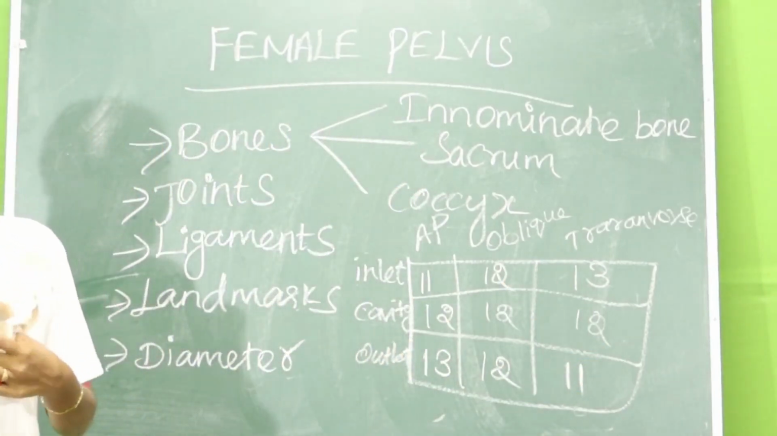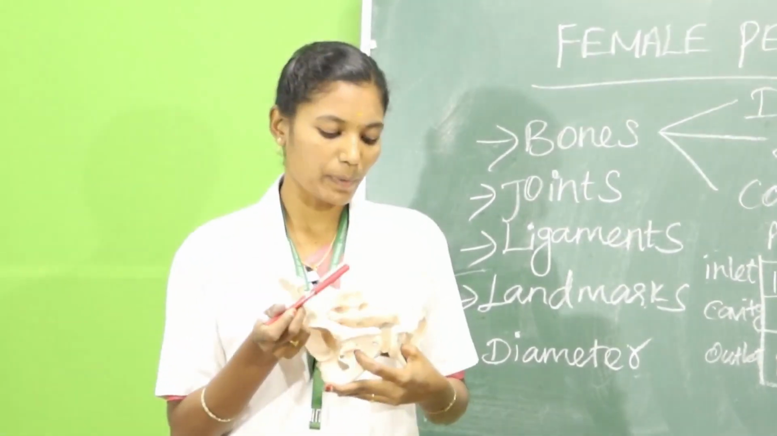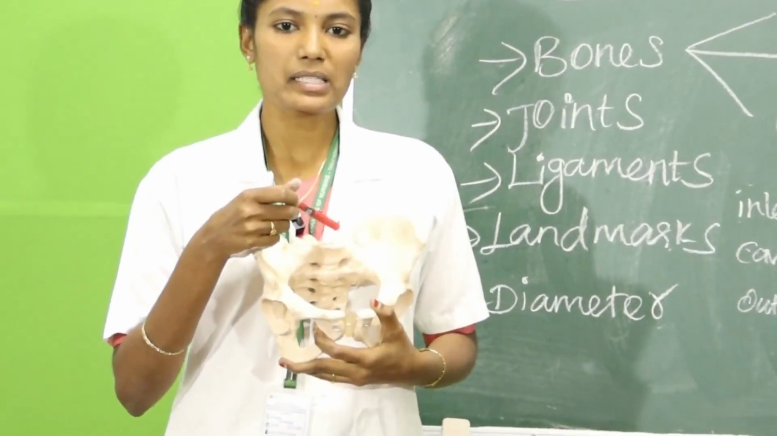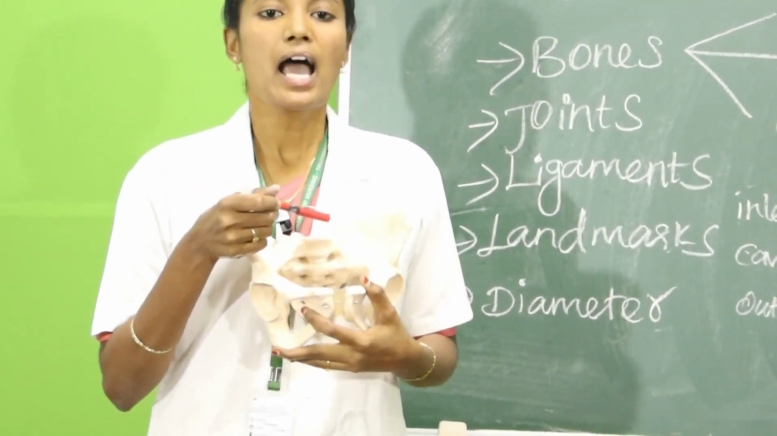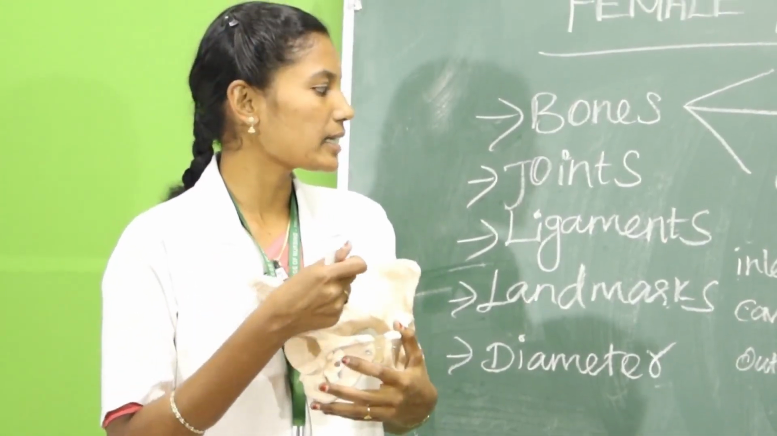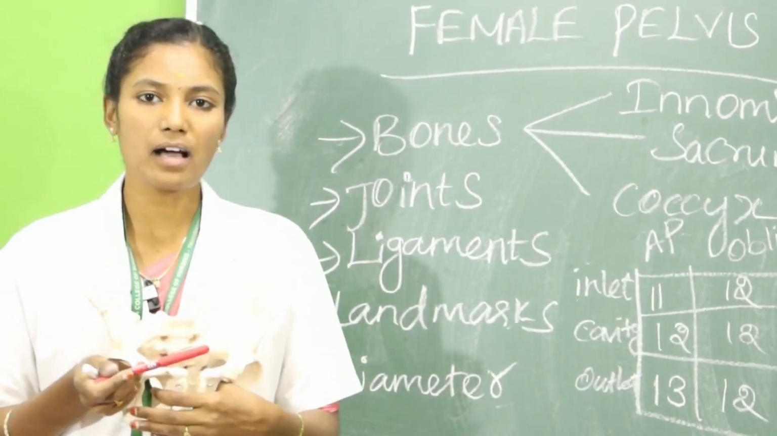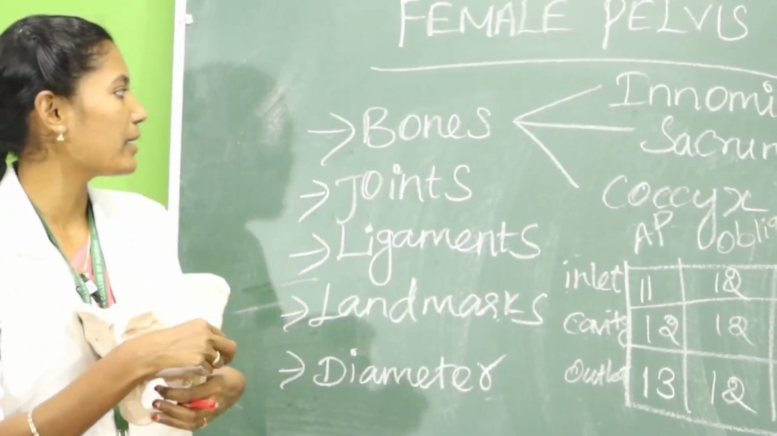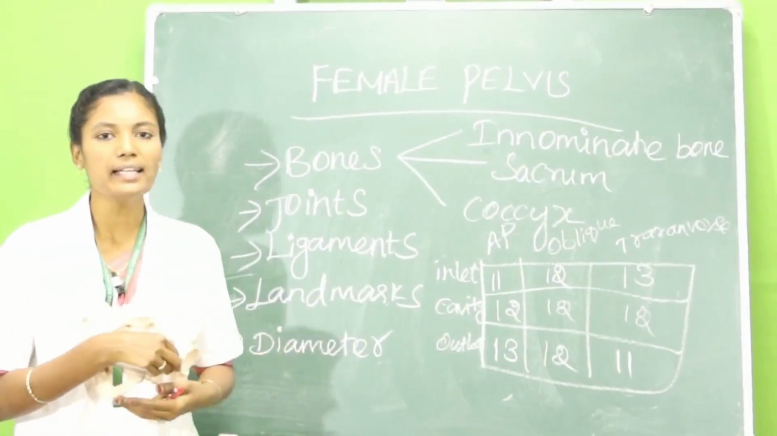Next, the pelvis is divided into the true pelvis and the false pelvis. The false pelvis has no clinical significance in midwifery, and the true pelvis is considered as the brim, cavity and outlet. That's all about the female pelvis: the bones, joints, ligaments, landmarks and diameters.